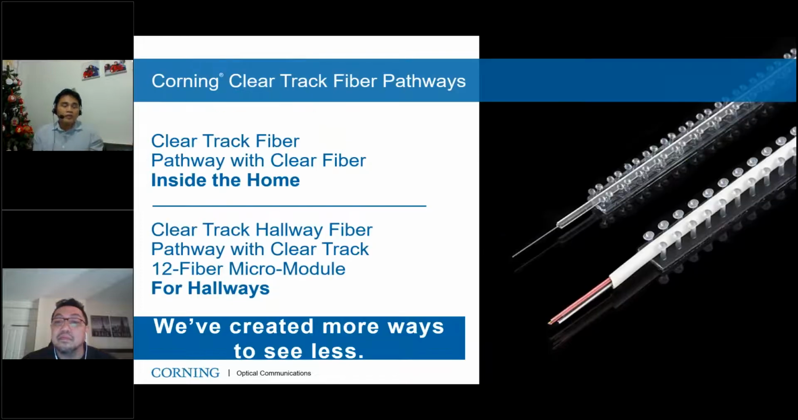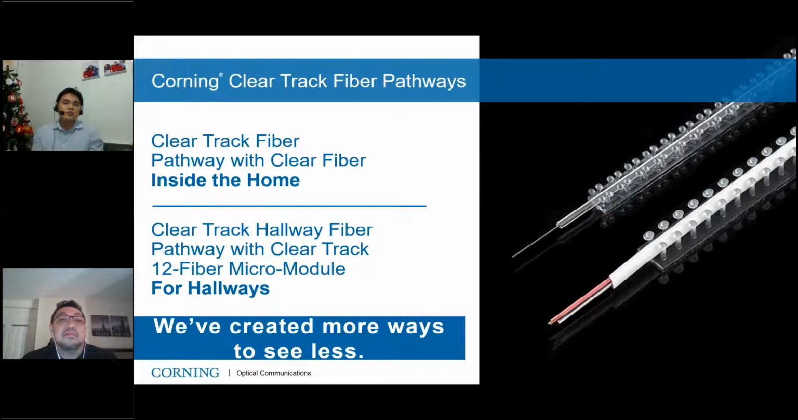So we at Corning developed a comprehensive approach to address these multiple concerns for horizontal cabling of FTTH by service providers, developers, as well as unit owners. We have what we call the Clear Track fiber pathway solution that is composed of a horizontal pathway and a drop cable. We have a Clear Track fiber pathway for in-living unit or inside the home, and the other one is a Clear Track hallway fiber with 12 fiber micro module, which is for the hallway application.